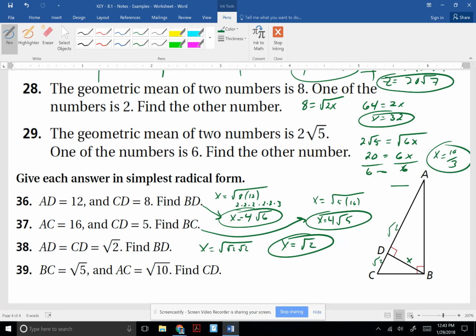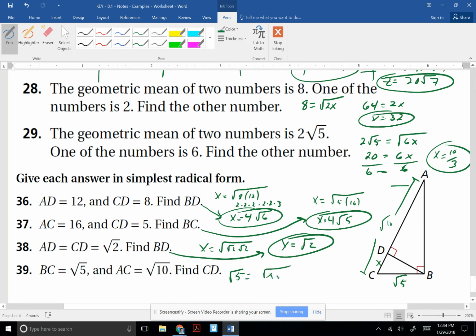All right. Okay, and then the last one. BC is radical 5, AC, which is the whole hypotenuse, is radical 10. Find CD. Okay, that's the whole thing. So that way we can say, well, x is the geometric mean. No, we can't do that. We know radical 5 is the geometric mean of x and radical 10. Okay, so if we square both sides, we get 5 equals x radical 10.